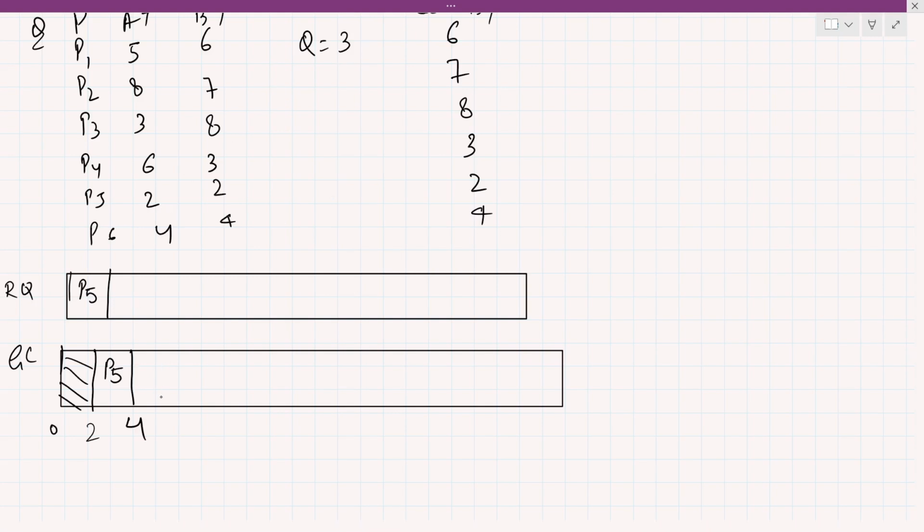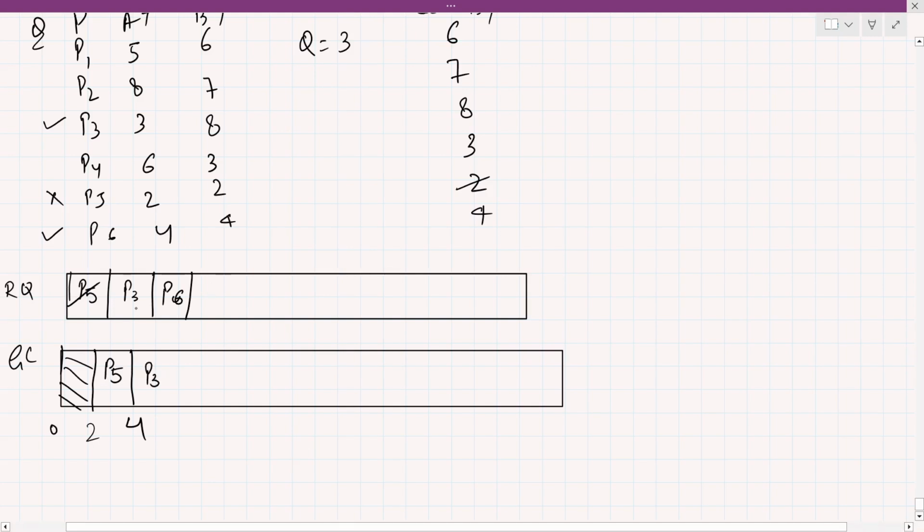Why did I write 2 and why 4? The quantum is 3, so if you add 3 you get 5. But I write 4 because the burst time is only 2. Time quantum is the maximum time a process spends. So P5 is completed in one go. Now the time is 4. The processes in the queue are P3 and P6, and we choose according to arrival time: P3 comes first and then P6. P5 is completed, so no need to add P5 again.